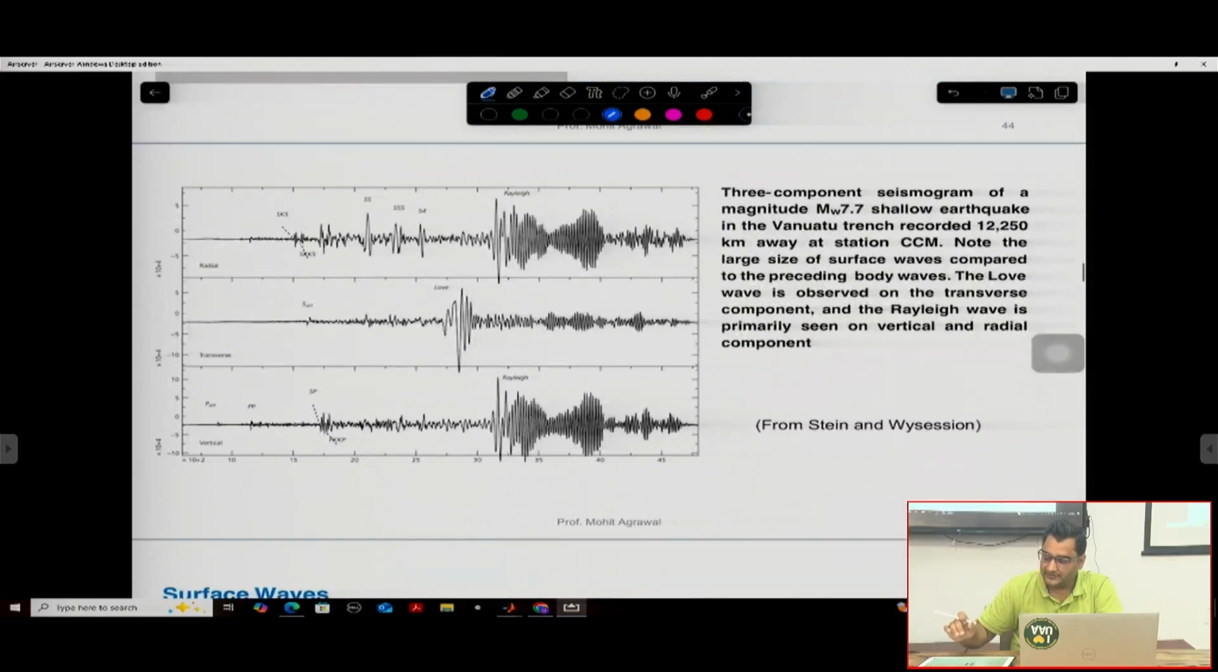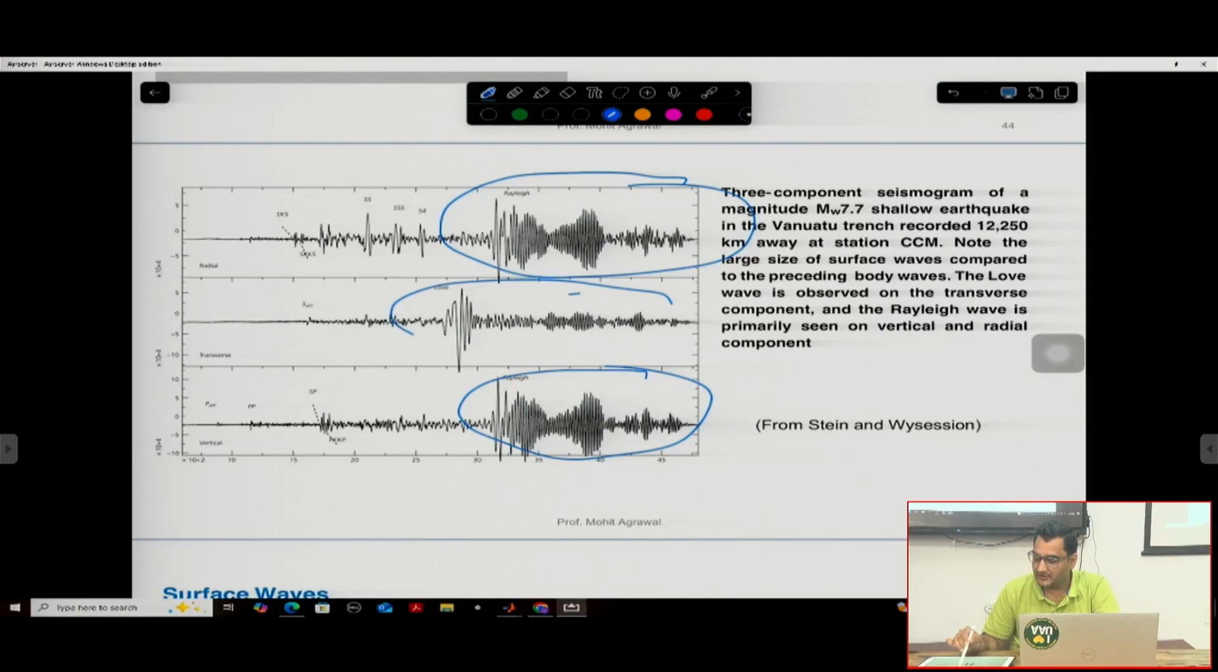Now this was an earthquake of magnitude 7.7, with a shallow focal depth, that happened in Vanuatu Island, recorded at station CCM around 12,000 kilometers away. You can see large amplitude, longer period waves, and these are the surface waves. These are the Rayleigh waves, and here you have Love waves. You can see the arrival time of the Love waves is earlier than the Rayleigh wave. So Love waves generally travel faster than the Rayleigh wave.